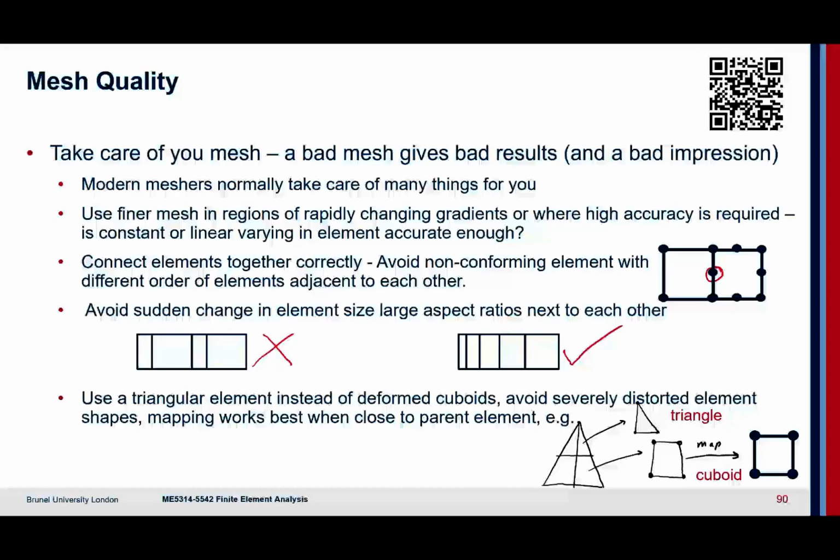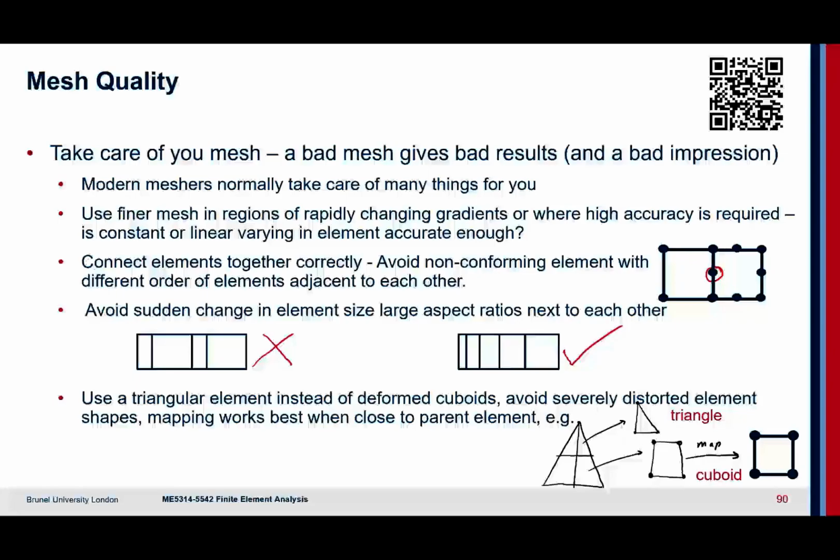Really, you want to take care of your mesh. A bad mesh gives you bad results and a bad impression if you're using this as a kind of consultancy. Modern meshes do lots of things for you, but the general advice is finer meshes in regions of rapidly changing gradients. That makes sense. You're basically putting more resolution at the points where it's changing more rapidly. You saw that with the one-dimensional case, with the straight line, where I put more locally.